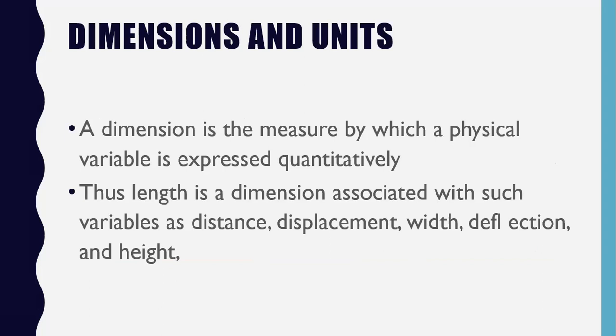Dimension is the measure by which a physical variable is expressed quantitatively. If you want to express something in a quantitative manner, we have to go for dimensions. Length is a dimension associated with variables such as distance, displacement, width, deflection and height. For example, if we want to express the deflection of a beam, we have to go for the dimension length. So that is the dimension.